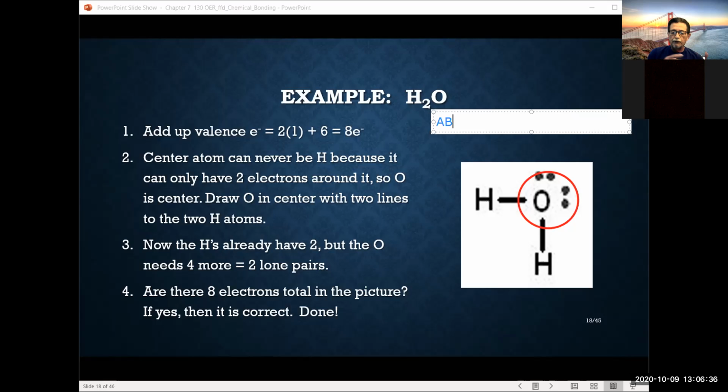They can be the same or they can be different. In this case with water, they're the same. So we got 2 of them. So that 2 is a subscript 2.